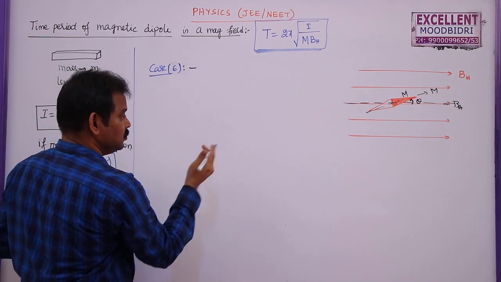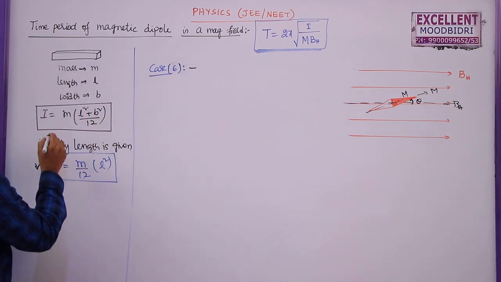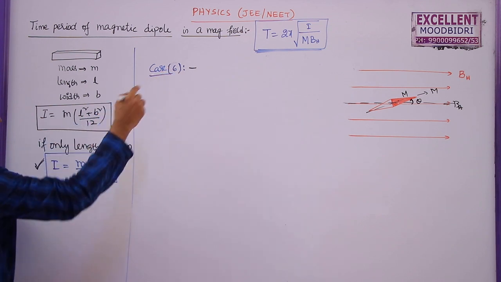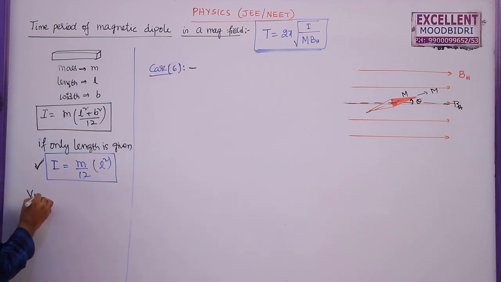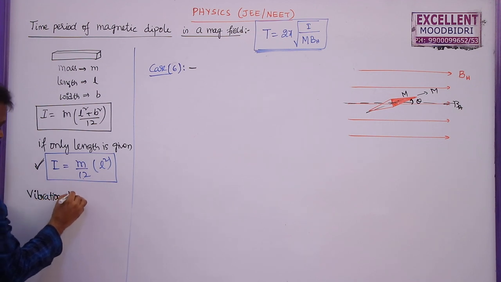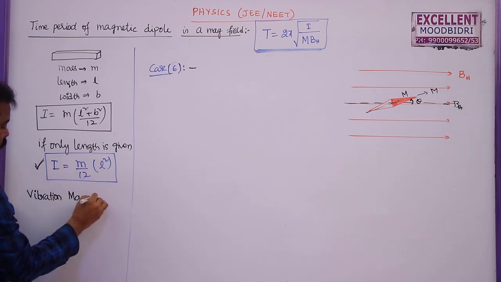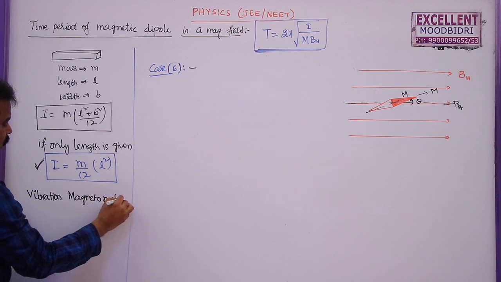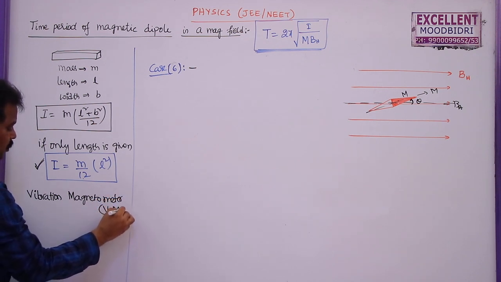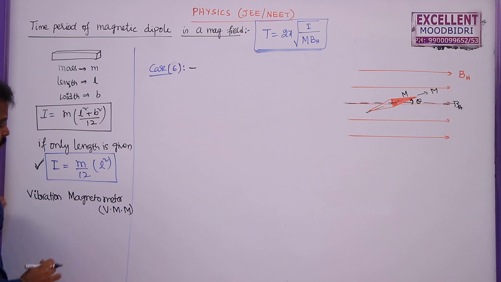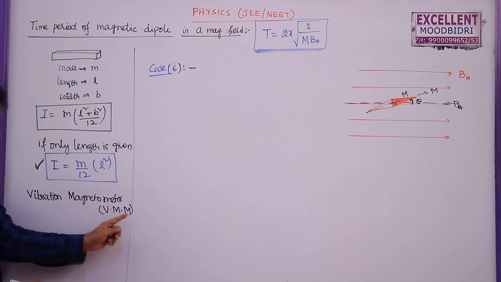6. Here generally we will use this concept, T is equal to 2 pi root I by M BH, in the case of a vibration magnetometer, or simply vibration magnetometer. So in some textbooks as well as in competitive exams they may give VMM, vibration magnetometer.